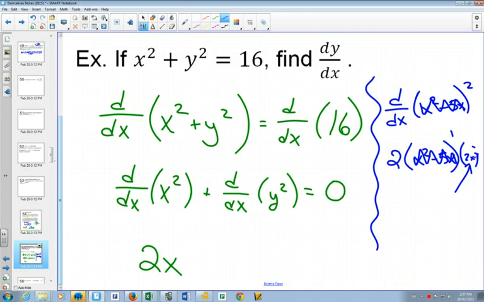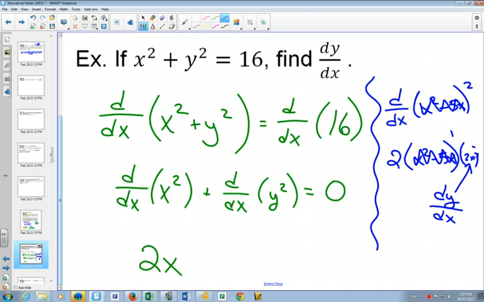Now the interesting thing about what's inside is just y. The derivative of what's inside will just be dy dx. Because that's the derivative of y. That's what the derivative of y means. It's just dy dx.